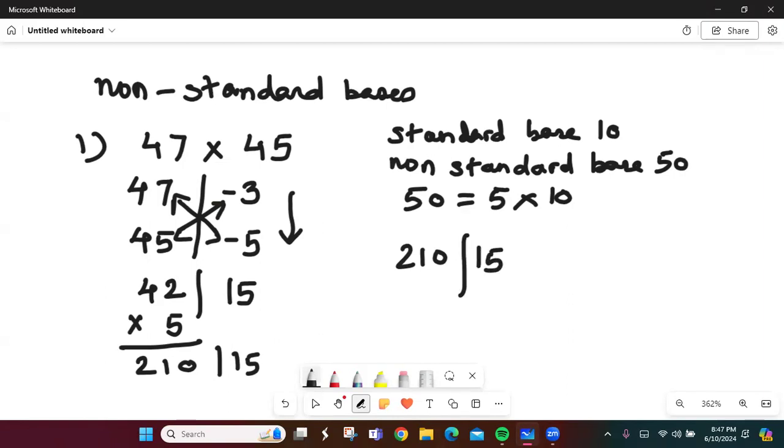Keep it in mind that our standard base is 10, so there will be only one digit in the right partition. So carry forward this one, and that will become 211. So finally, 47 multiplied by 45. So write these two numbers in both the partitions together. So that will be 2115, 2050. Let us consider one more problem here.